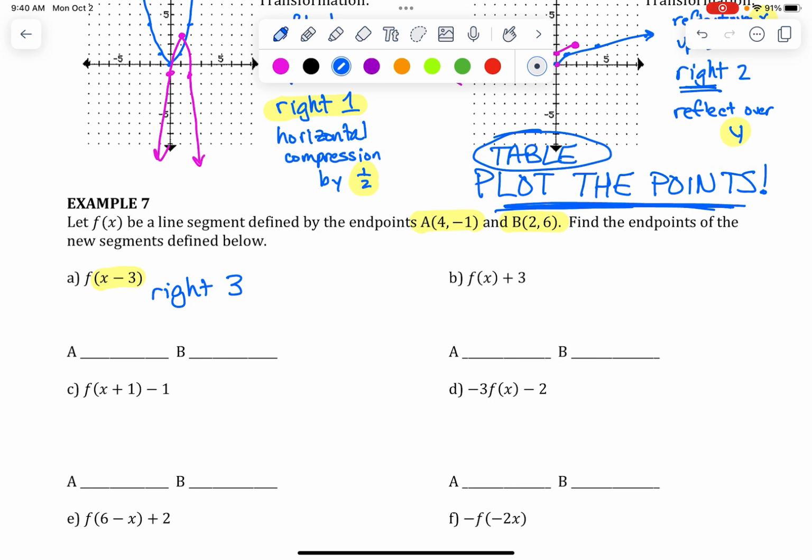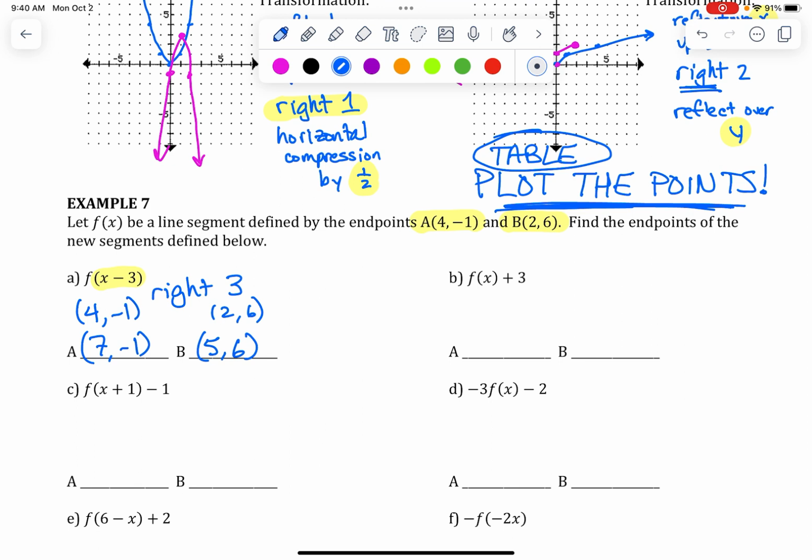I'm going to change my x value to 7. And I'm going to change my x value from 2 here to 5. Right? That's all we're doing. Taking the original points and moving them right 3. Just kind of like what we did earlier in this lesson.